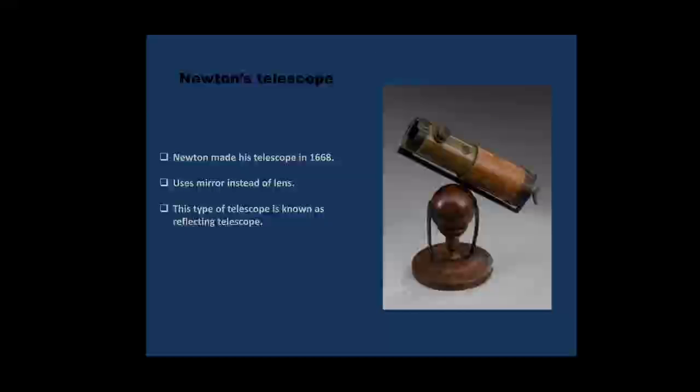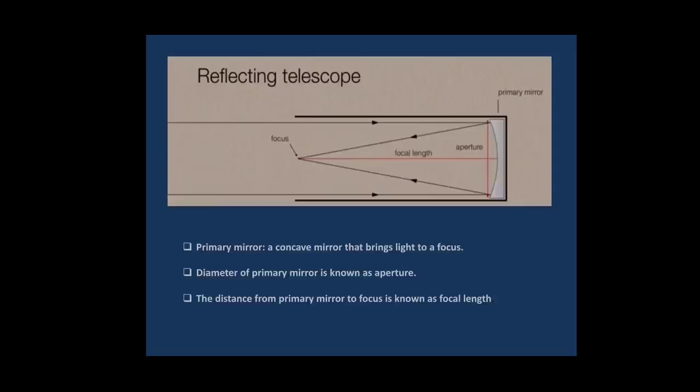Now, Newton was aware of these drawbacks and he developed an alternative method for building telescopes using mirrors instead of lenses. He made his telescope in the year 1668, and this type of telescope is known as a reflecting telescope. Now let's see how a reflecting telescope works.